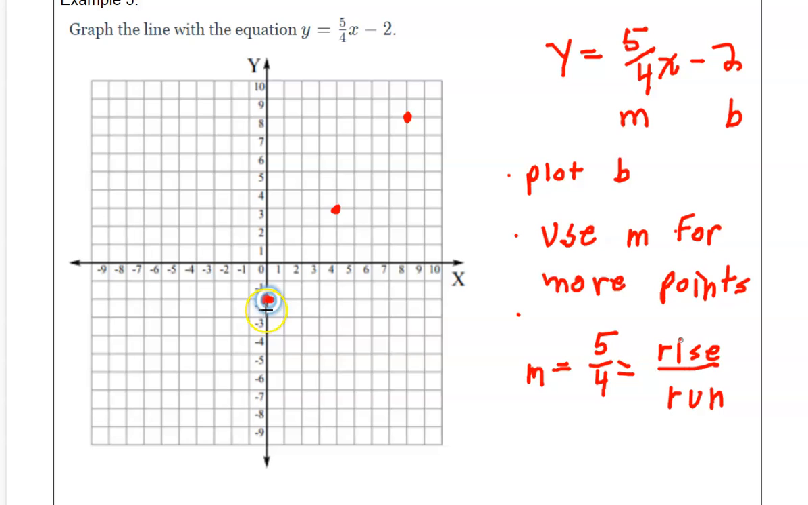I could also go down 5, left 4. 1, 2, 3, 4, 5. 1, 2, 3, 4. And the reason for that is if I have a negative divided by a negative, -5 over -4, that's going to simplify again to a positive 5/4. Okay, and there is your line.